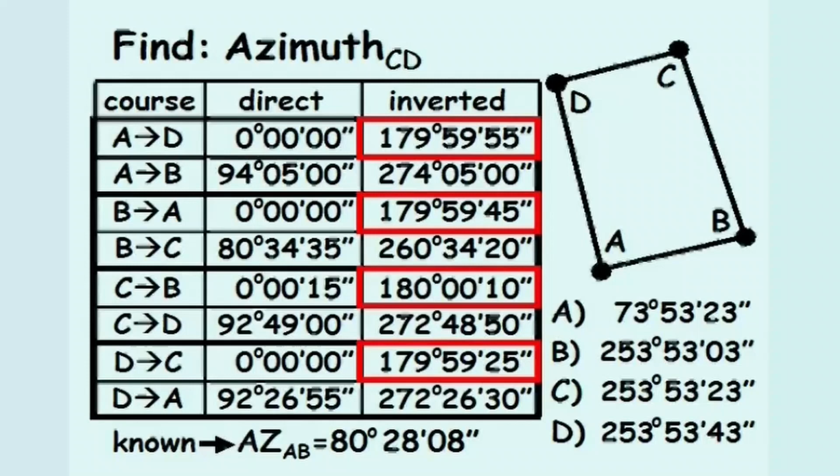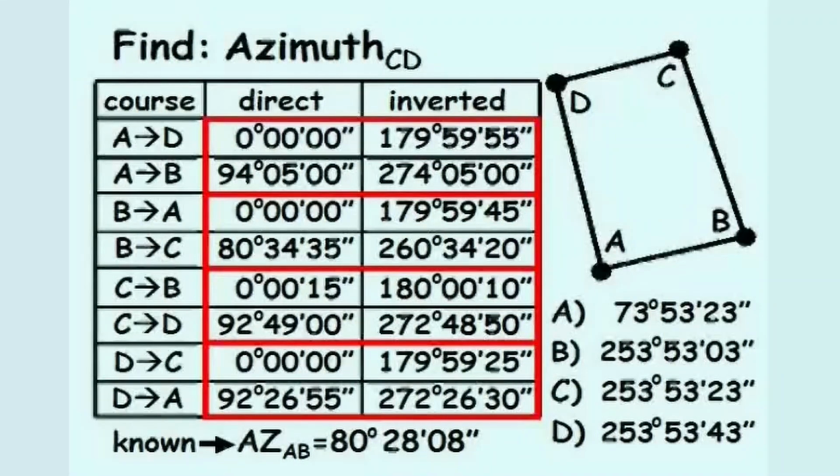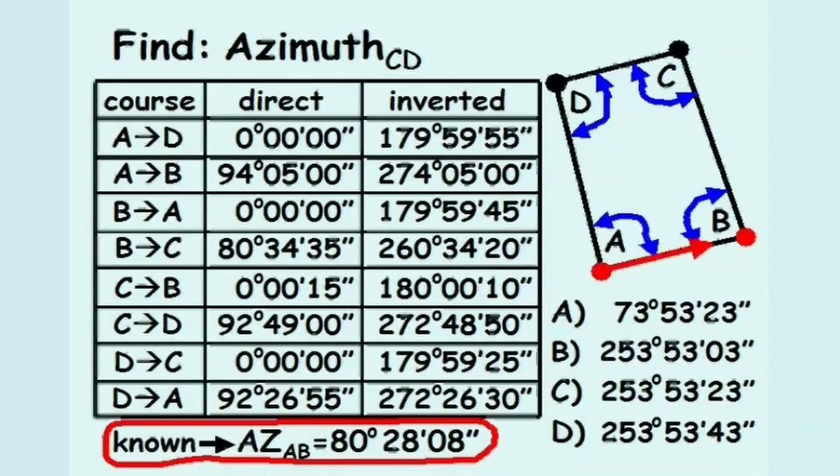The direction of each course in the data table refers to a relative coordinate system and is only used for the purposes of calculating the interior angles of each of the four vertices. However, the problem provides the true azimuth from point A to point B as 80 degrees, 28 minutes, 8 seconds.